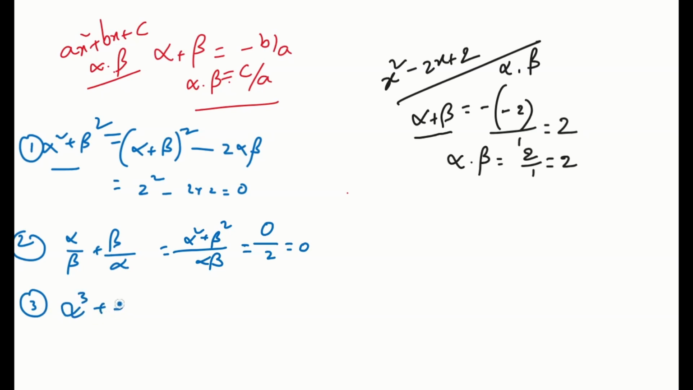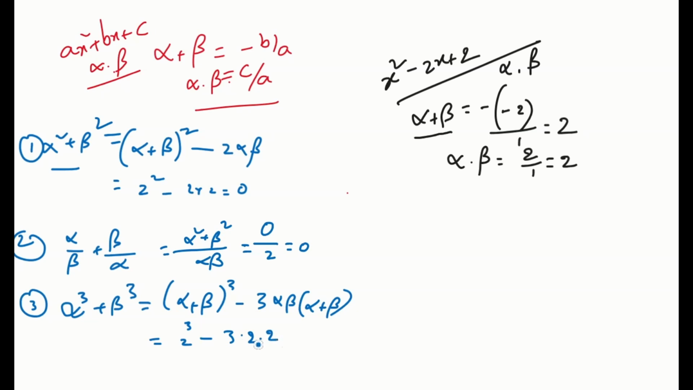Right? Third one, alpha cube plus beta cube. How do we get this one? So alpha plus beta whole cube minus 3 alpha beta into alpha plus beta, right? So that's nothing but 2 cube minus 3 into 2 into 2, right? So that's 8 minus 12, that's equivalent to minus 4.